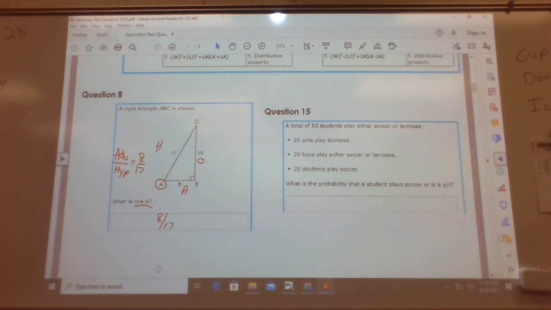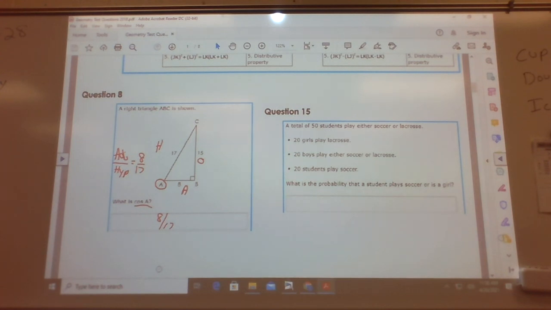On every test, I have seen one of those. That is always on every test. It may not be cosine, it may be sine or tangent, but there's going to be one of those on the test. That is one of the easier ones. It's not hard to figure that one out.